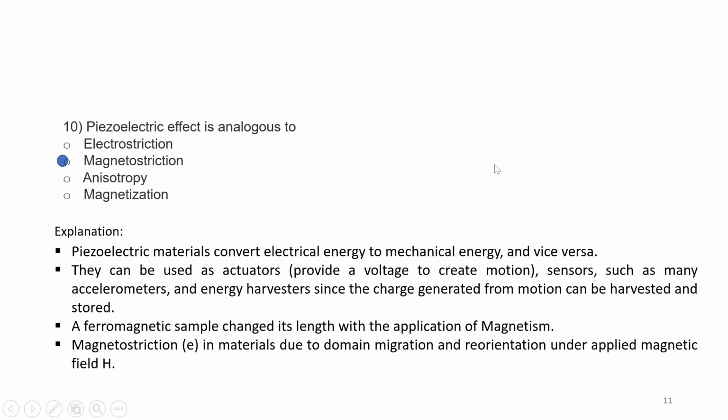In case of piezoelectric materials, they convert electric energy to mechanical energy and vice versa. They can be used as actuators because they provide a voltage to create motion. They are also used in sensors such as accelerometers and energy harvesters, since the charge generated from motion can be harvested and stored. And a ferromagnetic sample changes its length with the application of magnetism, and the magnetostriction occurs in materials due to domain migration and reorientation under applied magnetic field H.